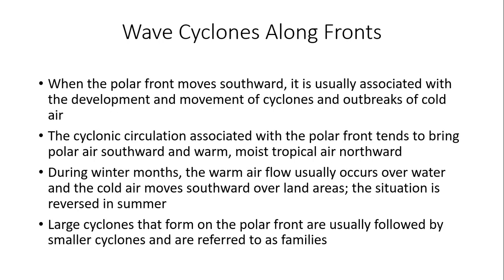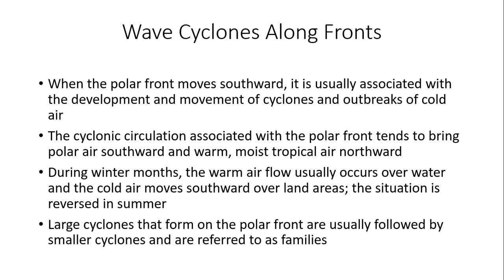Now, when the polar front moves southward, for example, in the wintertime, it is usually associated with the development and movement of cyclones and subsequent outbreaks of colder air as those cyclones move along to the east. You get much colder air on the backside of these cyclones. The cyclonic circulation associated with the polar front tends to bring polar air southward on the backside of these cyclones and warmer, moist tropical air northward on the front side of the cyclones.